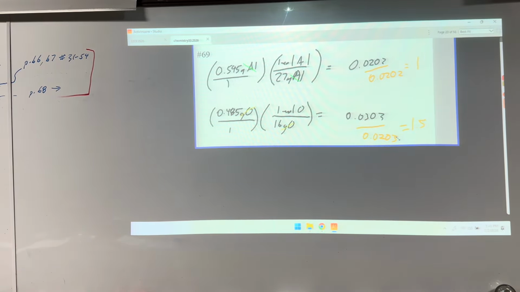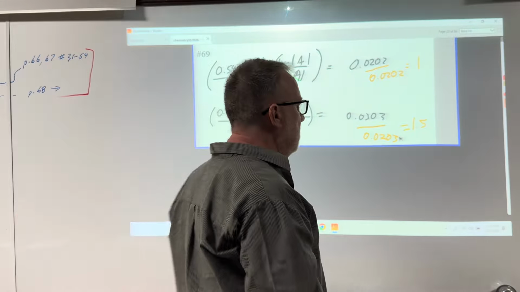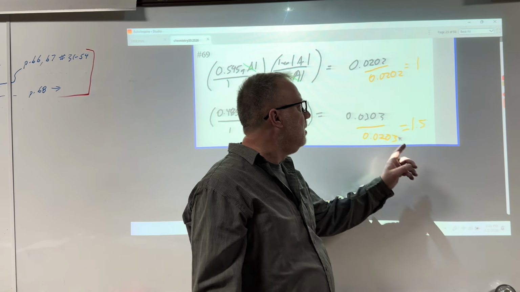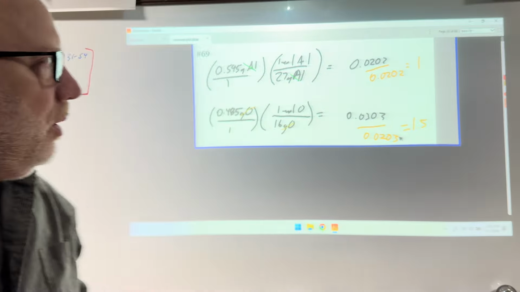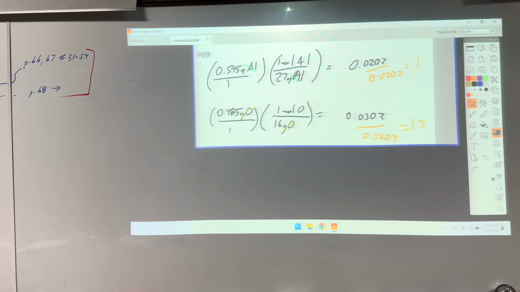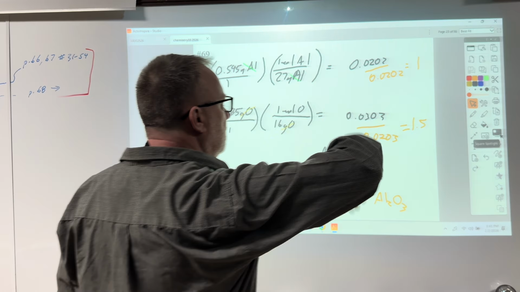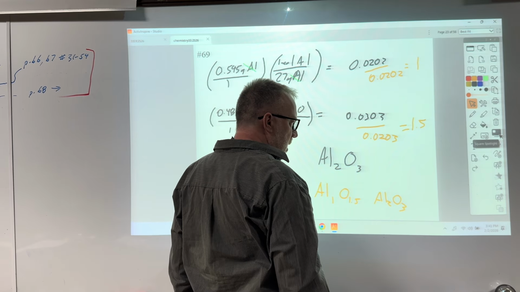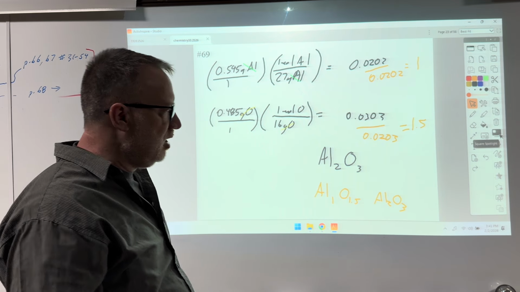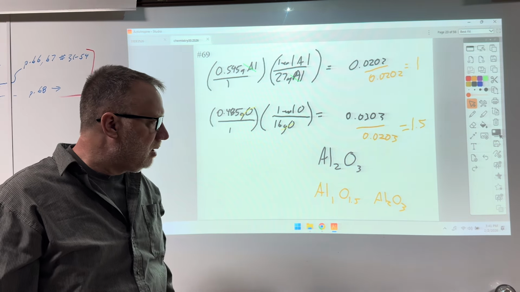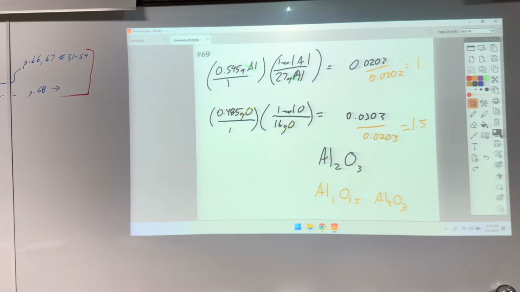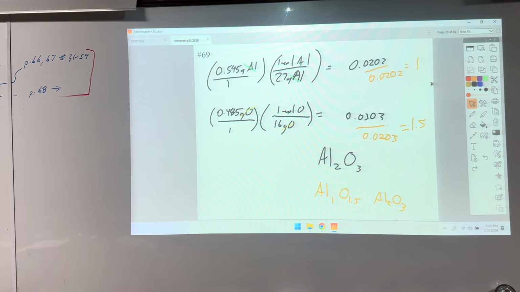This should be 0.0202, not 3 down here. I'm going to leave the mistake though, because I find that interesting. See if I catch it next year. The ratio is 1 and 1.5. Well, you can't have halves of atoms, so you're going to have to double this. And so it's a 2 and a 3, Al2O3. Bauxite is the mineral name of that compound. It's aluminum oxide. Or corundum is the mineral name. Bauxite is the ore.